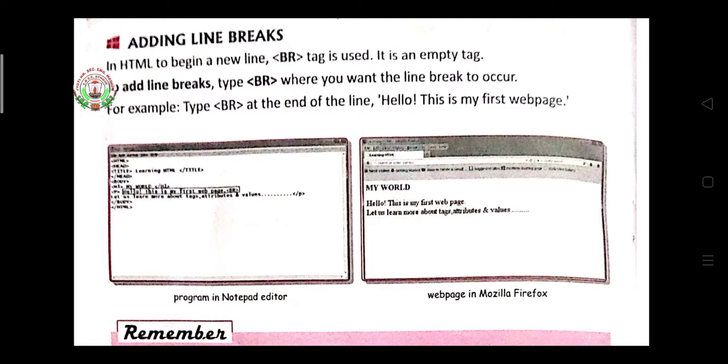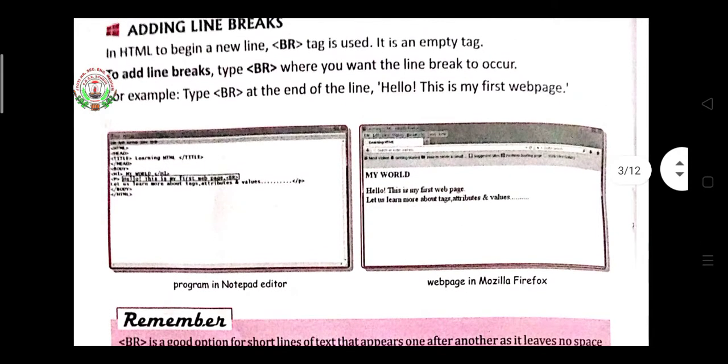This is an empty tag. We learned earlier about empty tags and non-empty tags. So this one is the empty tag. An empty tag has only an open tag, not a closing tag. To add a line break, type the BR tag where you want the line break to occur. For example, type BR at the end of the line: Hello, this is my first web page.